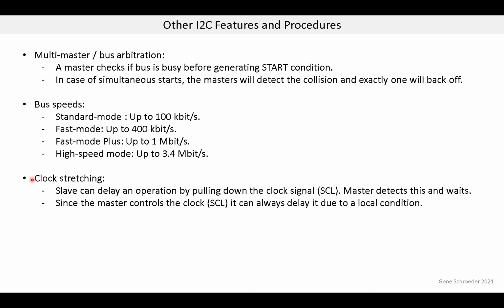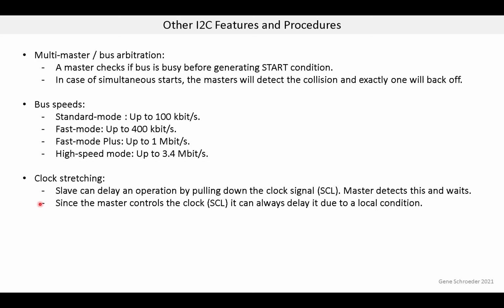So clock stretching is a cool little feature. Suppose the master is trying to write data to a slave, and say the slave needs a little extra time to process the data after each byte, for example. The slave can pull down the SCL signal to low to indicate it needs some time. And again, it's open drain that allows this kind of thing to happen. So the master will detect this, and it will wait until that SCL signal goes high again, and then it can continue operation.